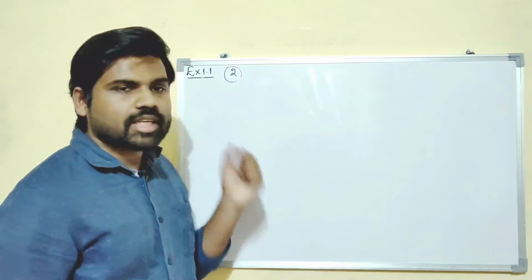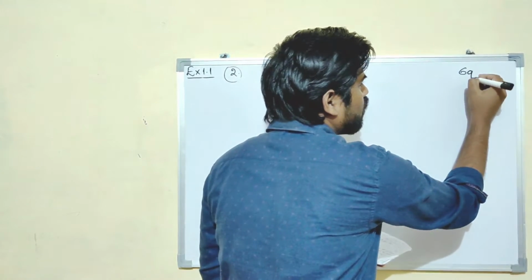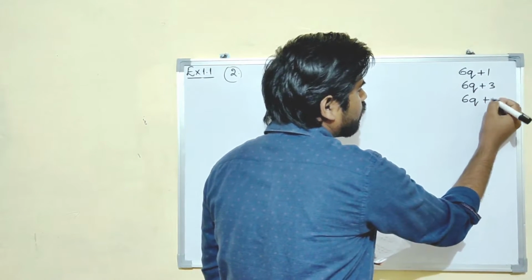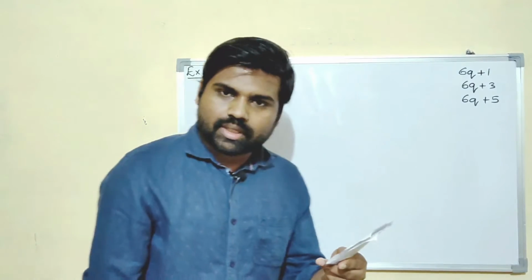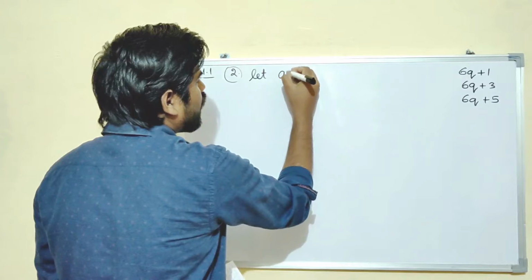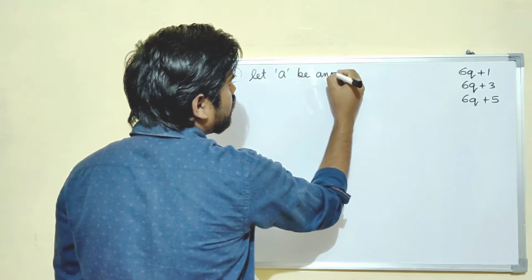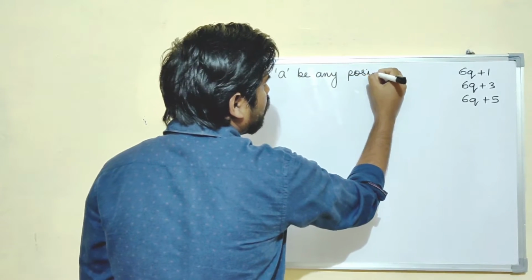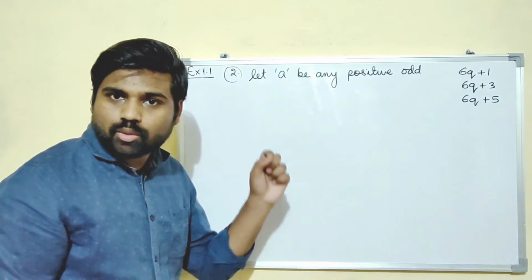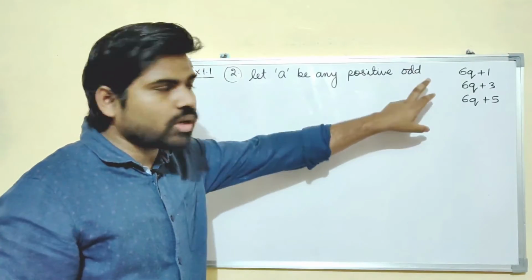Let us see the second question from exercise 1.1, which says, show that any odd positive integer is of the form 6q plus 1 or 6q plus 3 or 6q plus 5, where q is some integer. Now let us write, let a be any positive odd integer. Why are we writing odd here? Because it is said in the question that we only want the odd integers.